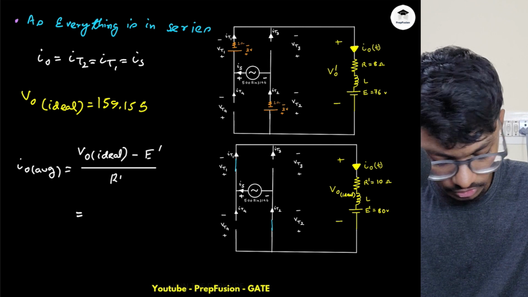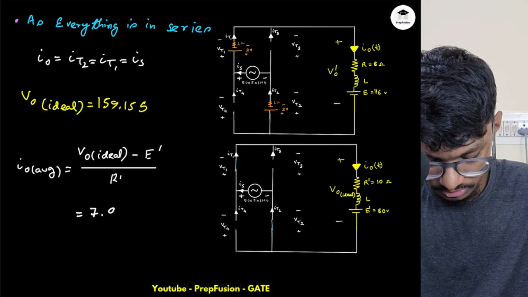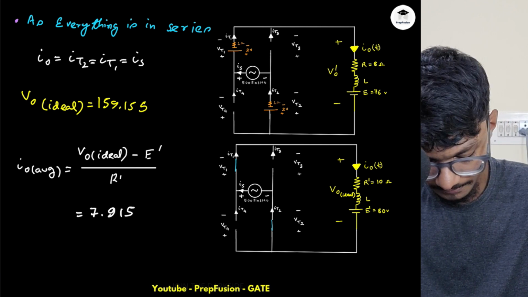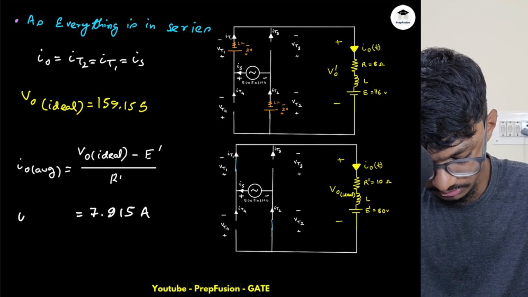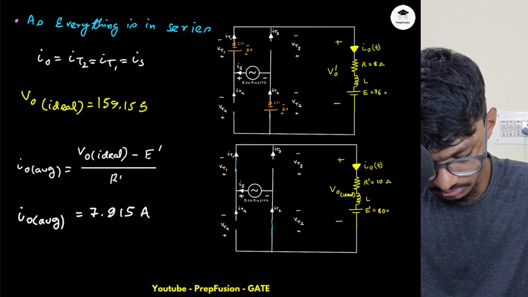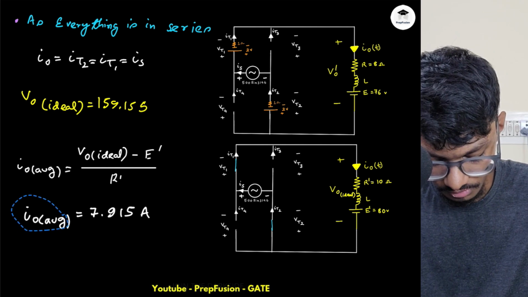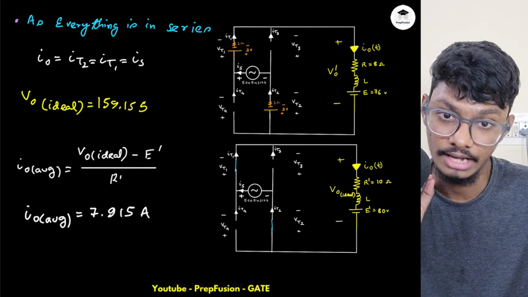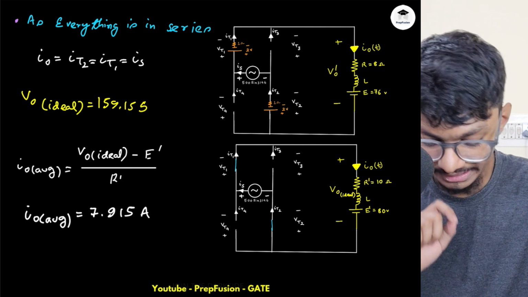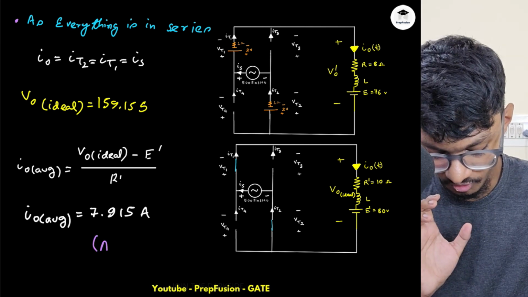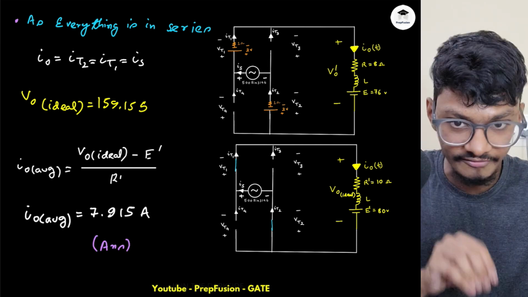Okay, so this will be 7.915 amperes. So this average current, whatever I've computed, this is my answer actually, because this will be for both the cases. Everything is in series. IO average will be this only.